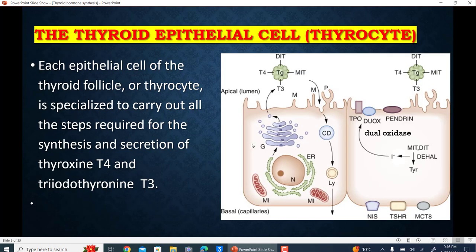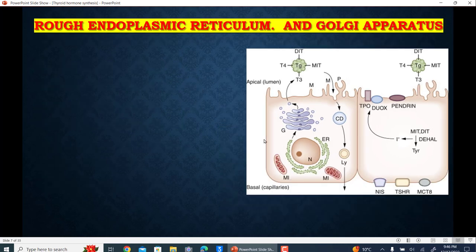Each epithelial cell of the thyroid follicle is specialized to carry out all the steps required for synthesis and secretion of thyroxine, which is called T4, and triiodothyronine, called T3. These are thyroid hormones, and these cells are responsible for all the steps of synthesis of these two hormones.